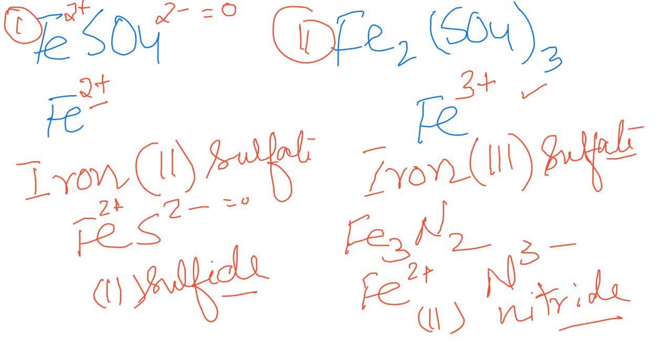And the third rule is non-metal. Suppose you have both non-metals. Then you write mono, but never write it at the beginning. You can simply write carbon tetrahydride.